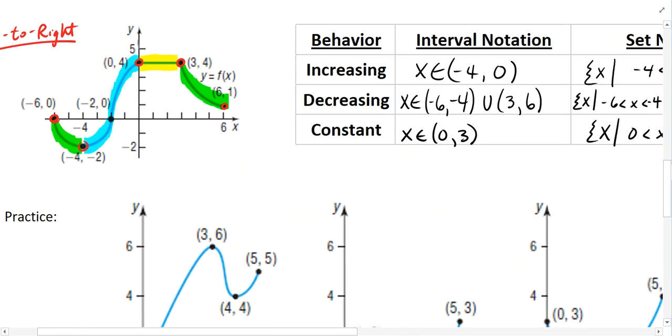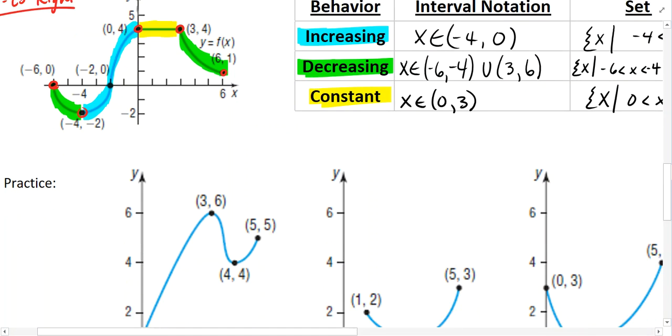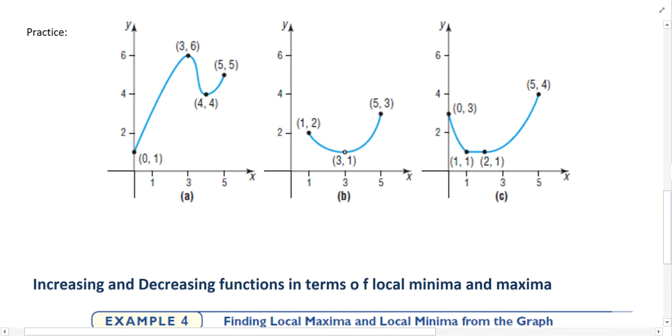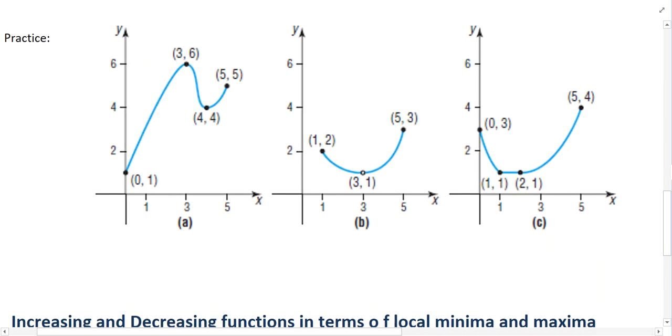If we have to report when a function is increasing or decreasing, and we're doing so using algebraic notation, we've identified with either interval or set notation when the function is increasing, decreasing, or constant. So let's try these three graphs on your own here. Can you tell me when the function is increasing, when it's decreasing, and when it remains constant? Pause the video now and resume playback in a moment to check your work.